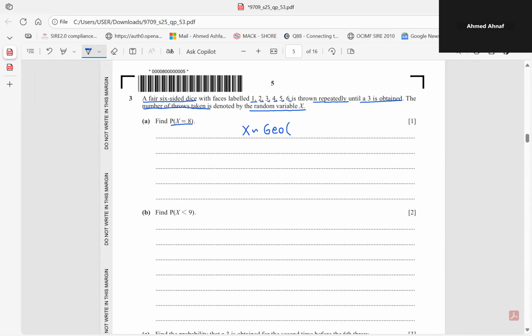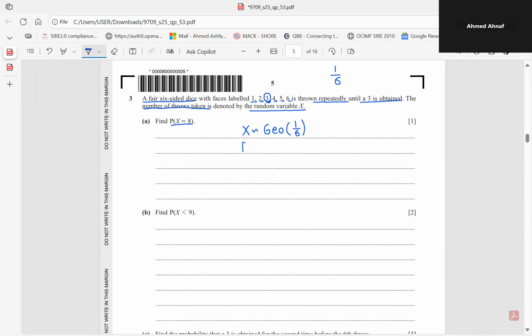You can do it as many times as you have to. So here a parameter would just be the probability of success. So we just have to know the probability of a 3 being obtained. Since it's a fair six-sided dice, the probability of obtaining each of the faces is 1 over 6, because there are 6 sides and only one side with 3. So here it's going to follow a geometric distribution with the probability of success being 1 over 6.